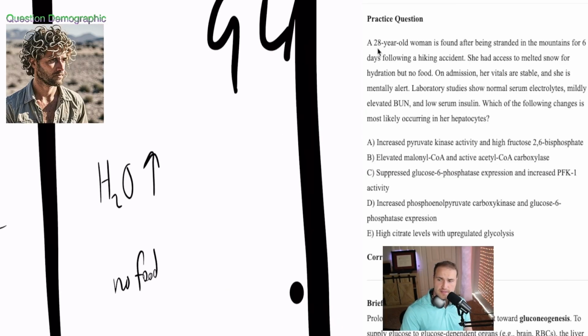All right, here we have a 28-year-old woman found stranded in the mountains for 6 days. Just so you can see, there are also other demographics it could be. Here's a man. He's also been stranded. Access to melted snow, but there's no food. So she's got water, but no food. Which of the following changes is most likely occurring?